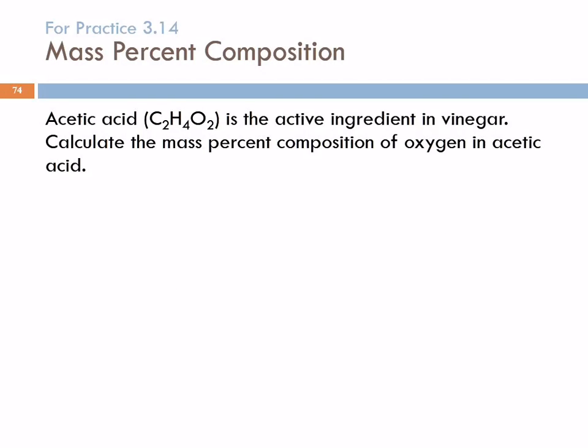Acetic acid, C2H4O2, is the active ingredient in vinegar. That's what gives it that distinctive vinegar smell. Calculate the mass percent composition of oxygen in acetic acid. So we're going to calculate the percent of oxygen from the chemical formula. Percent oxygen is going to equal the grams of oxygen divided by the grams of the whole thing times 100.